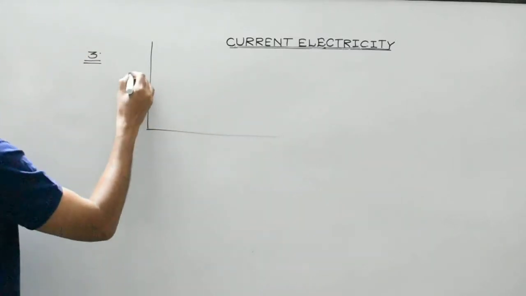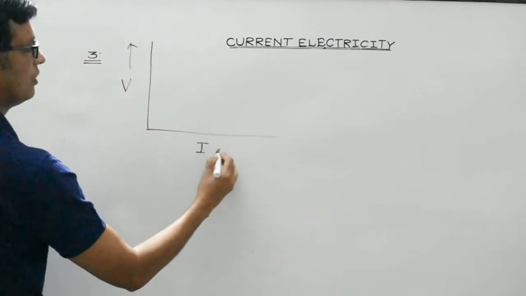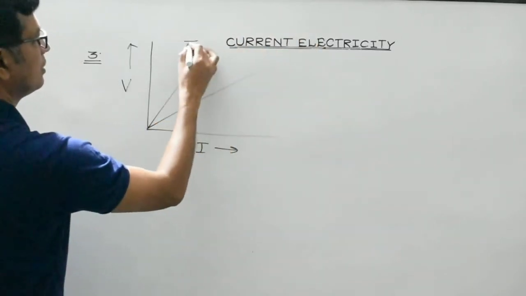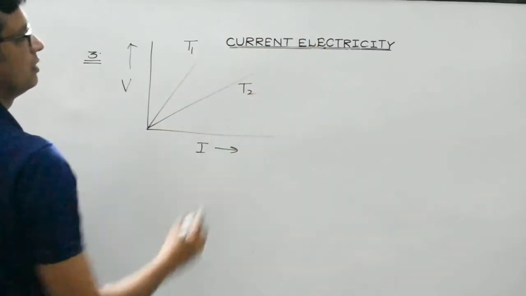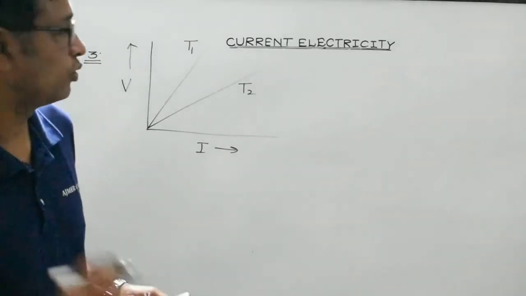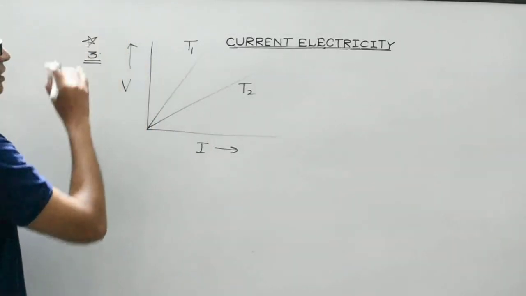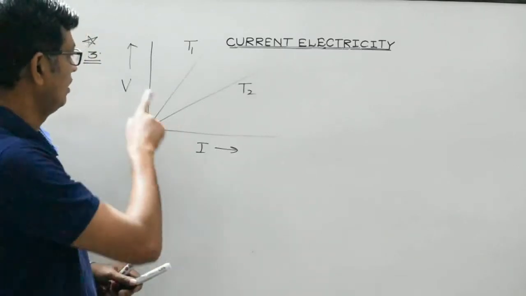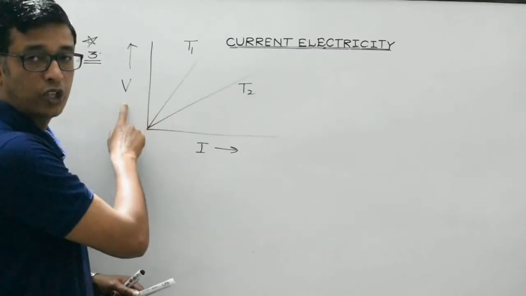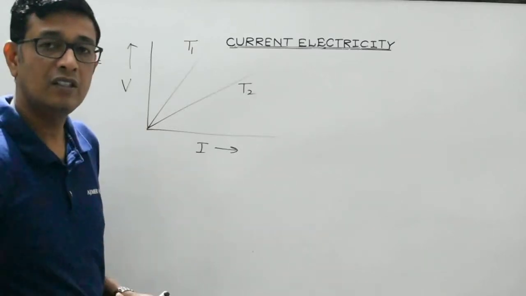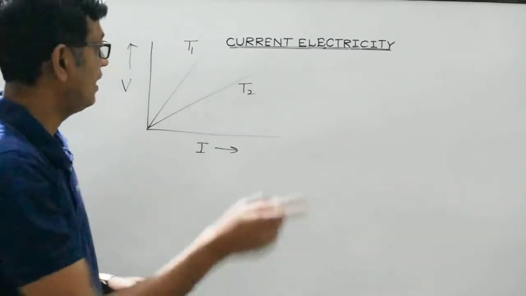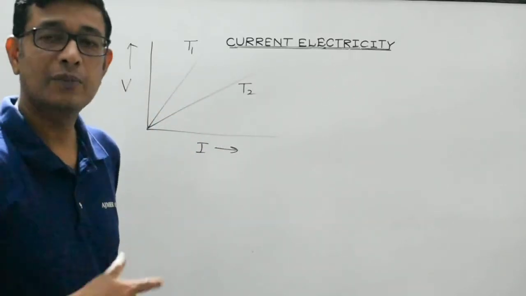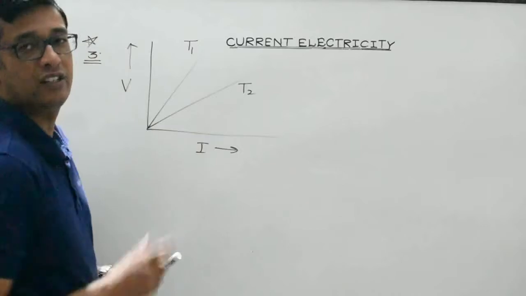This is a graph between V and I, and at two different temperatures the graph is plotted. Again, I repeat my question. This is an interesting question, students. Please concentrate. The graph between potential difference and the current is plotted for a conductor at two different temperatures, T1 and T2. We are supposed to find out the relationship between T1 and T2.